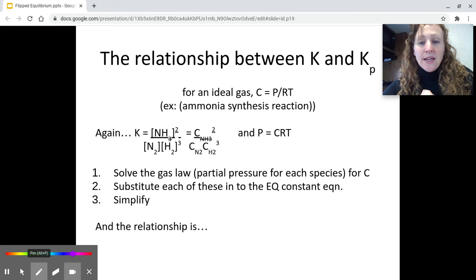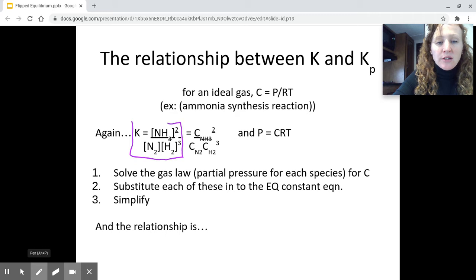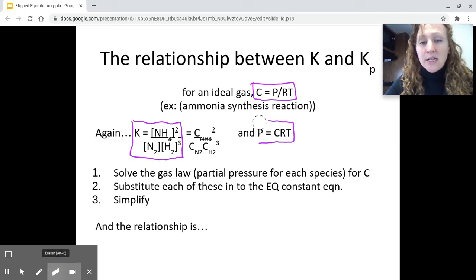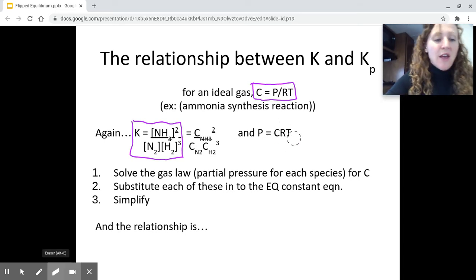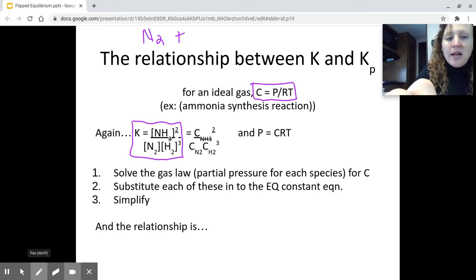Okay, so here they again give us the same expression of K in terms of concentration, and we already looked at how the ideal gas law can be rearranged in order to show us that relationship between concentration and pressure. And we're still dealing with the same reaction, nitrogen reacting with hydrogen gas, giving us ammonia.